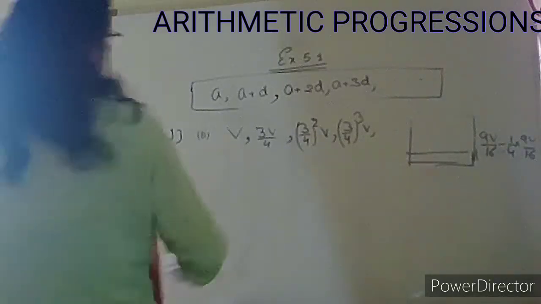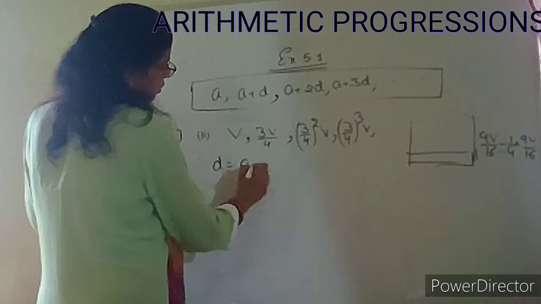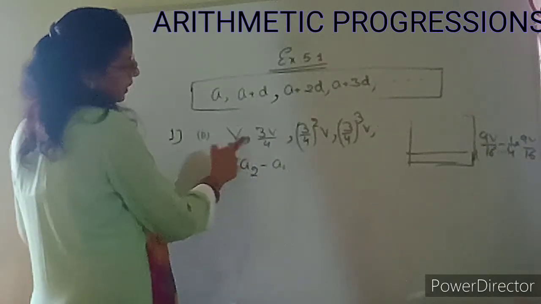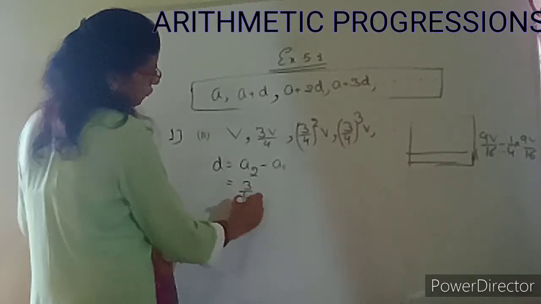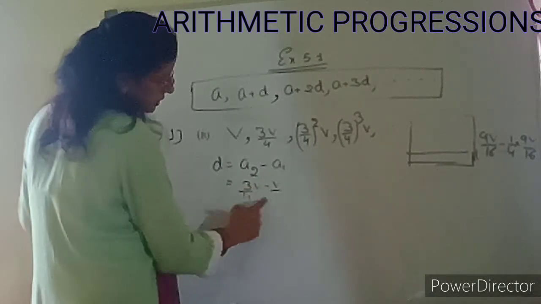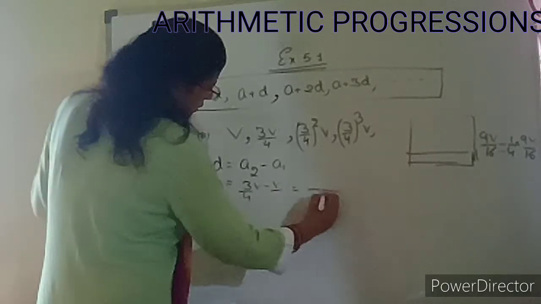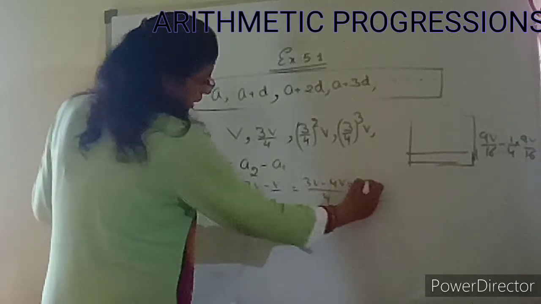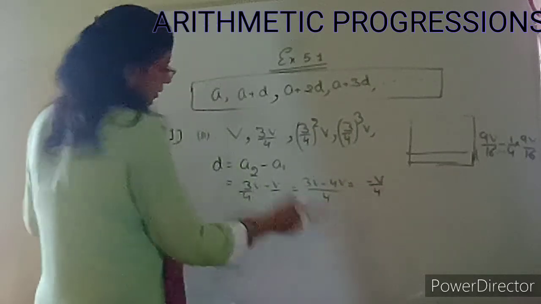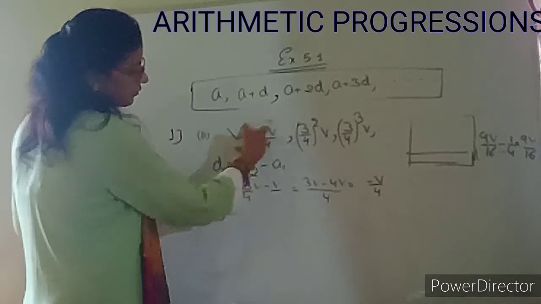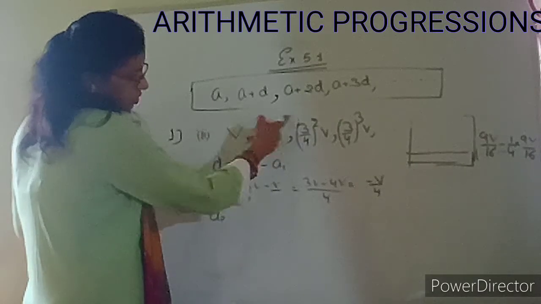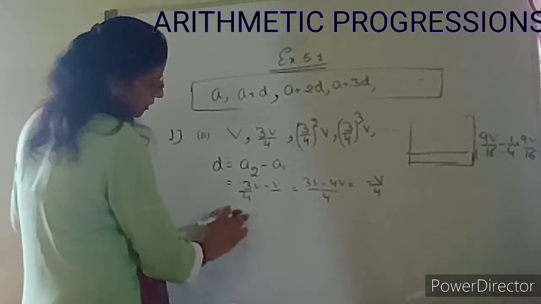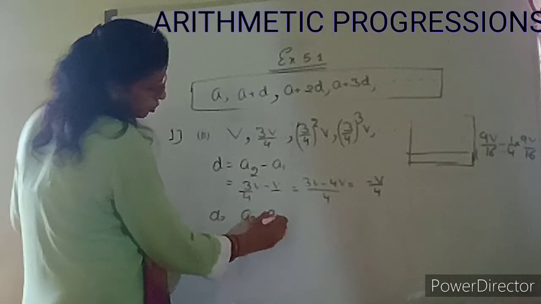See, we are getting the very first common difference. Common difference is the second term minus the first term, the next term minus the preceding term. A2 minus A1, so that means 3/4V minus V. So take the LCM, this is 4/4. So 4 is the LCM, and 3V minus 4V. So we will get minus V/4. In the same way, if I subtract this from this, the same thing I should get. This is 9/16, I will write A3 minus A2. A3 minus A2, both should come same.